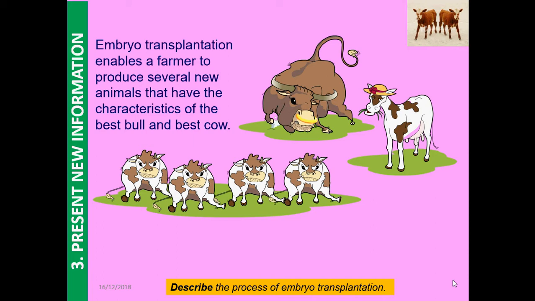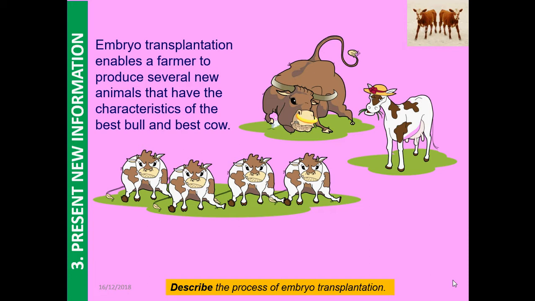Next, it leads us on to embryo transplantation. This is a bit like using a combination of selective breeding and IVF. Okay, so selective breeding, we've chosen this bull and this cow because we think that they've got the characteristics we want, the traits we're looking for, and we will get a really good offspring from them. So that's the selective breeding part of this process.